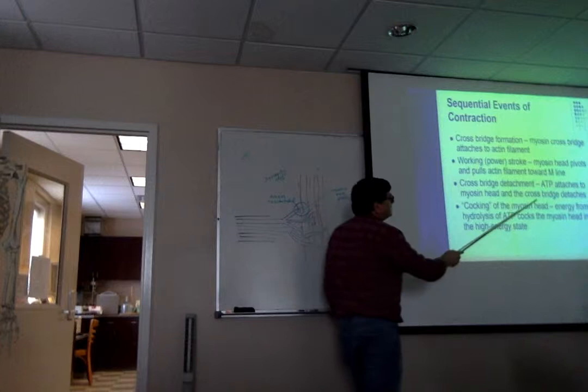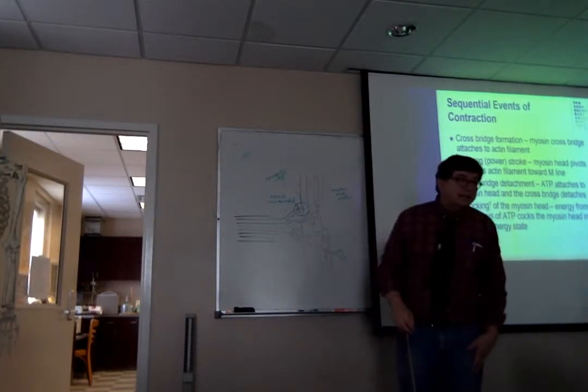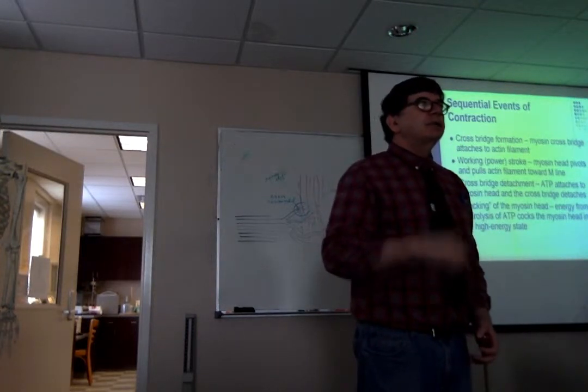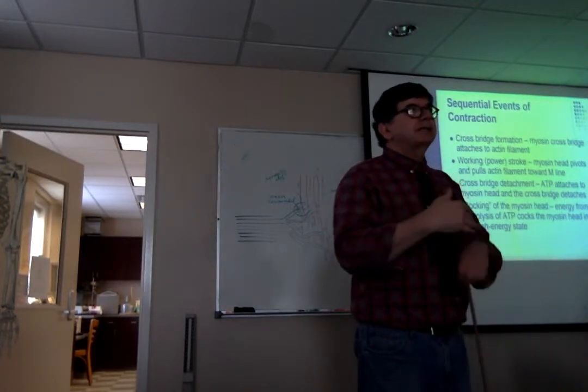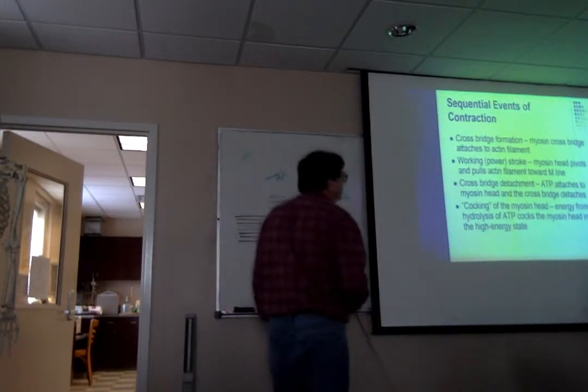Now, if ATP is present, it attaches to the myosin head so that it can then detach, and the cycle begins again. Once it detaches, it cocks, it attaches again, forms a power stroke, and we get the whole series of events recurring.